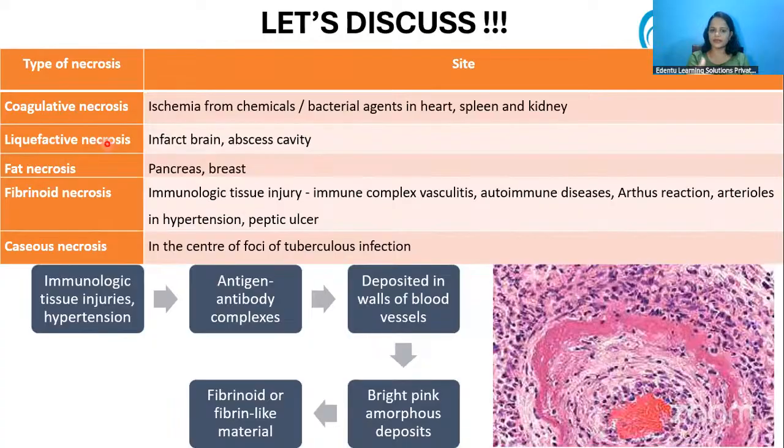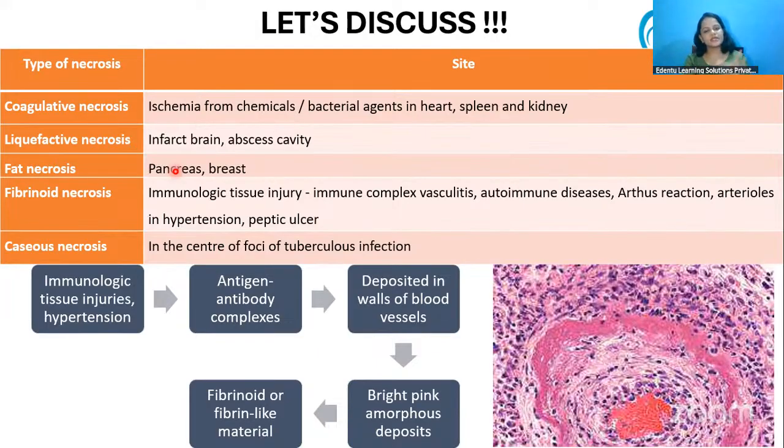So mostly in heart, spleen, and kidney, you'll see coagulative necrosis. In the brain and in abscess cavities, you'll see liquefactive necrosis. In any type of necrosis in the pancreas and breast, that would usually be fat necrosis. And in tuberculosis infection, you'll see caseous necrosis, because in the center some cheesy-like material will be seen, so it is called caseous necrosis.